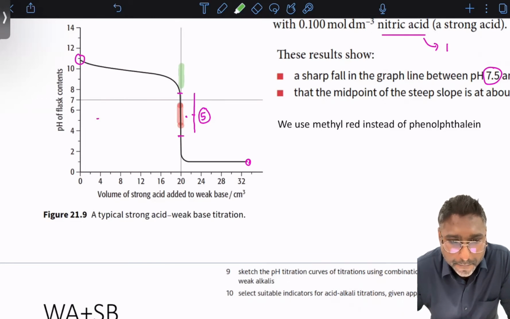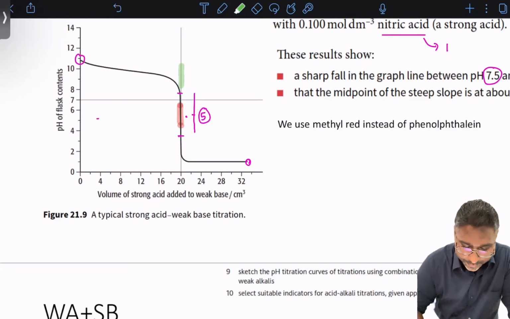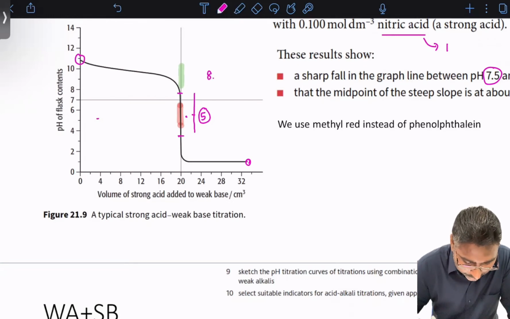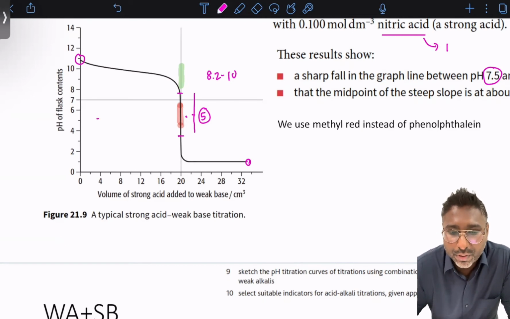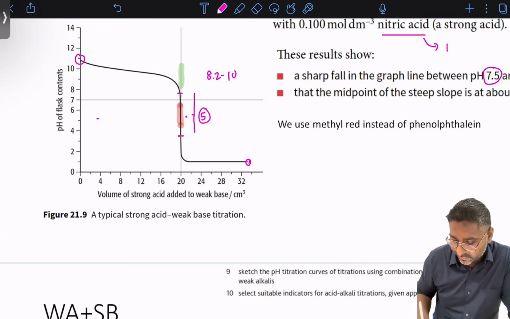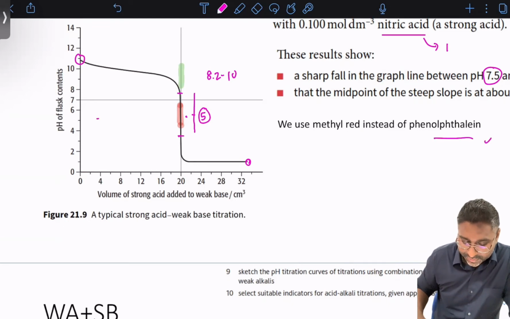Can you repeat the question, sir? Okay. Do you think the range I highlighted green over here, which is the phenolphthalein range, 8.2 to 10, is suitable to be used as an indicator for this? No, because they are not within the sharp fall range. So you cannot use phenolphthalein. That's the explanation for this.